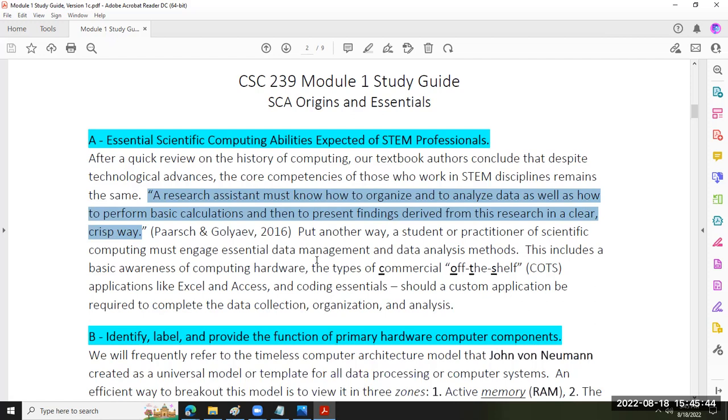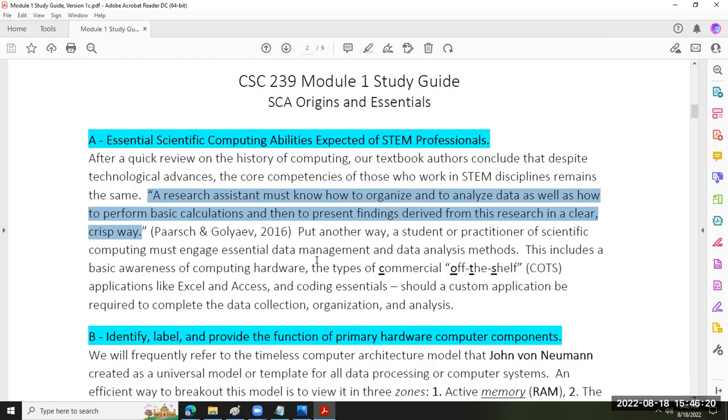So that kind of tracks with the example I just showed you, where we had to organize and analyze some quick inputs from students. We have to perform some basic calculations, in which case all we're doing is adding some, we're totaling the data. All we're doing is adding the counts so that we get a sum of the choices for each of the choices. And then how to present the findings in a clear and crisp way. And that's really the whole point of this course.